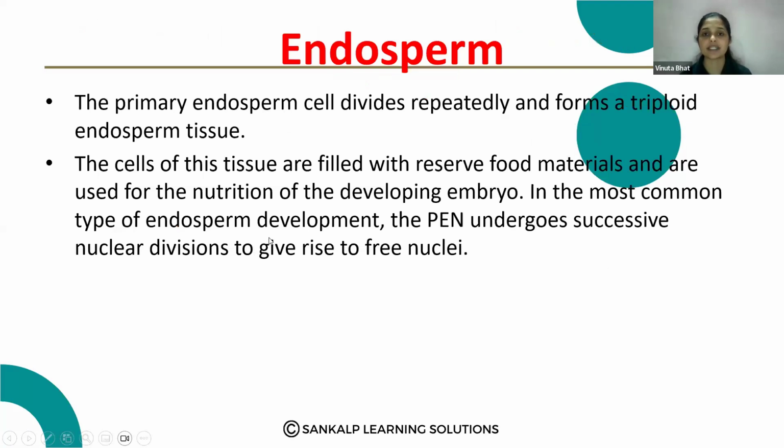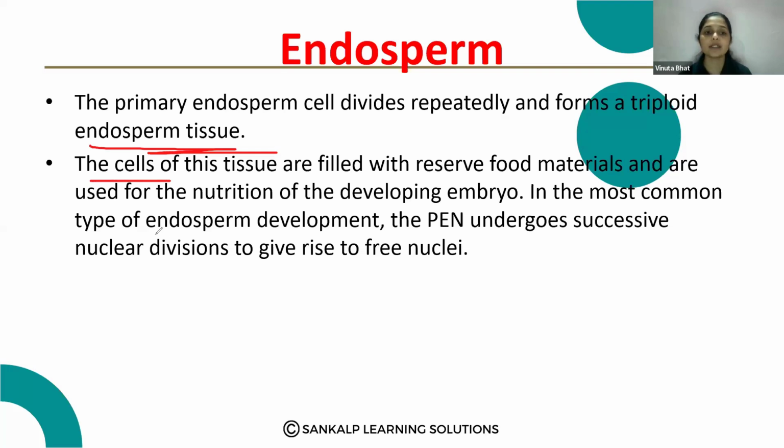Then the endosperm. Let us study about the endosperm. The primary endosperm cell divides repeatedly and forms the triploid endosperm tissue. The cells of this tissue are filled with reserve food material and are used for the nutrition of the developing embryo. What is the main function of this endosperm? The endosperm contains the reserve food material and provides the nutrition to the developing embryo.